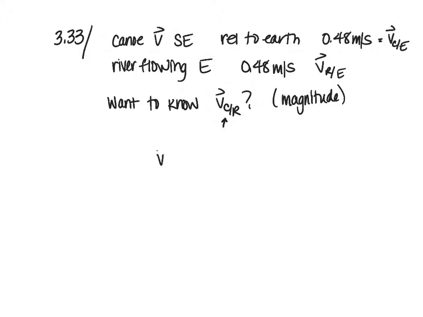If I combine the velocity of the canoe with respect to the river plus the velocity of the river with respect to the Earth, the sum of these two would give me the velocity of the canoe with respect to the Earth. I like to think of these subscripts as sort of like fractions, and I notice the r's cancel out and it gives me this. That helps me remember how to add them together.